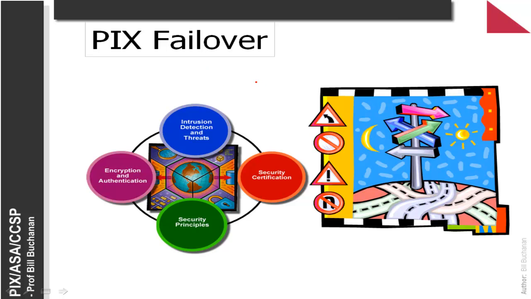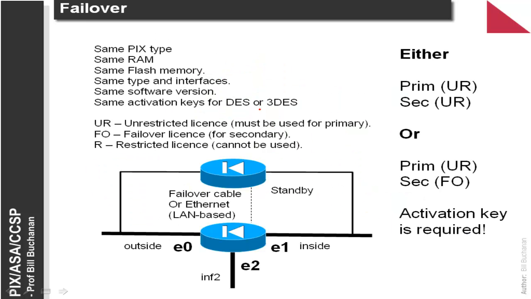A key feature that we have in the PIX ASA is failover. The last thing we want is for a main firewall to fail, because it can cause the whole network to fail. So we typically have a backup device or a failover device in parallel with the firewall, which basically just watches the firewall to detect when it falls over.